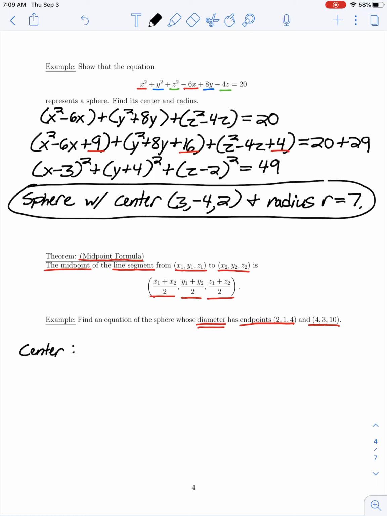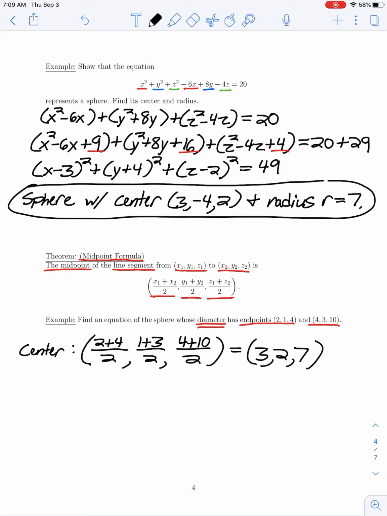So the center of our sphere is going to be given by the midpoint of our diameter. Now to find the midpoint, we would take the sum of the x-coordinates, 2 and 4, over 2, the sum of our y-coordinates, which would be 1 and 3, over 2, and the sum of our z-coordinates, 4 and 10, over 2, which would give us, for the x-coordinate, 6 over 2, or 3. The y-coordinate would be 4 over 2, which is 2, and then 14 over 2, which is 7. So we have the center of our sphere.